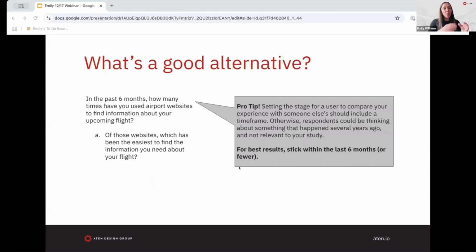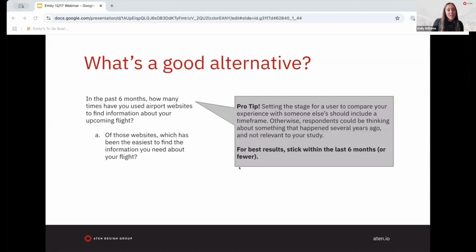So, basically, what you can do is think about a threshold that you want people to have. In this case, let's say we know that there are frequent travelers out there, and we know they probably use websites pretty often. So we want to specifically hear from them because they're going to give us a good idea of how we stack up against our competition.